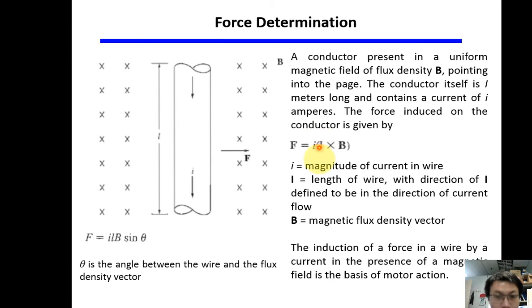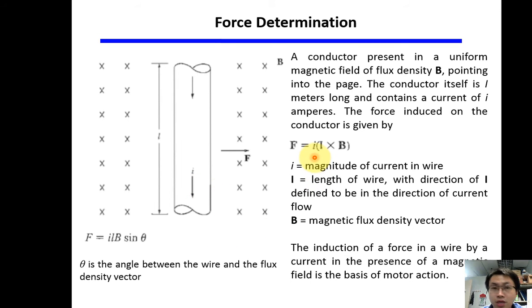So for example, a conductor present in a uniform magnetic field of flux B pointing into the page. Pointing into the page, from our eyes it is a cross. Then in this case, the current is flowing downwards. So the conductor itself is L meter long and contains a current of I ampere. So we can predict where the force will go. By using Fleming's left hand rule, now B goes inside, I goes downwards, so our force will go to the right hand side.